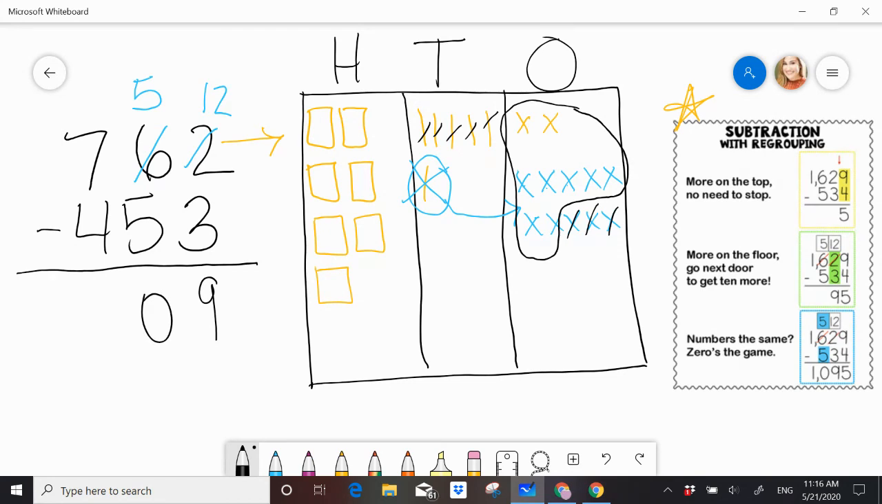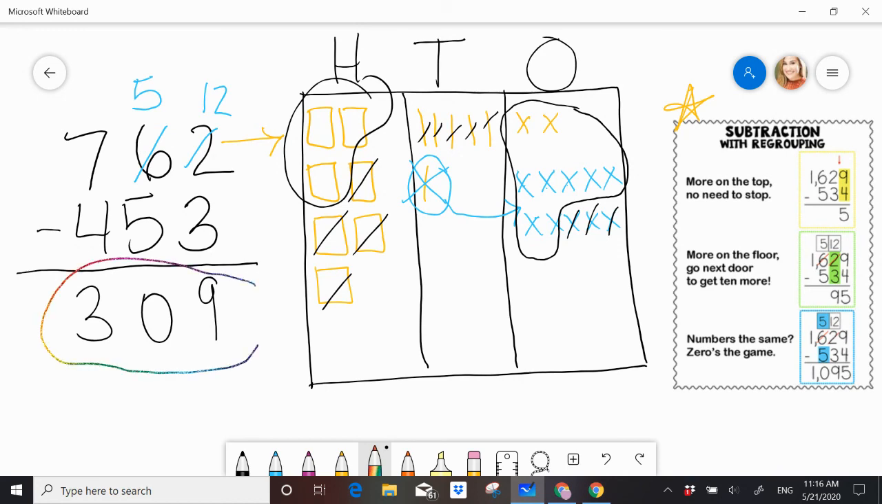Now let's take away my hundreds. I have 7. Let's take away 4. How many hundreds am I left with? 3. Your answer to 762 minus 453 is 309. I'm going to give it a big old circle so my teacher can see it. Very nice, friends.